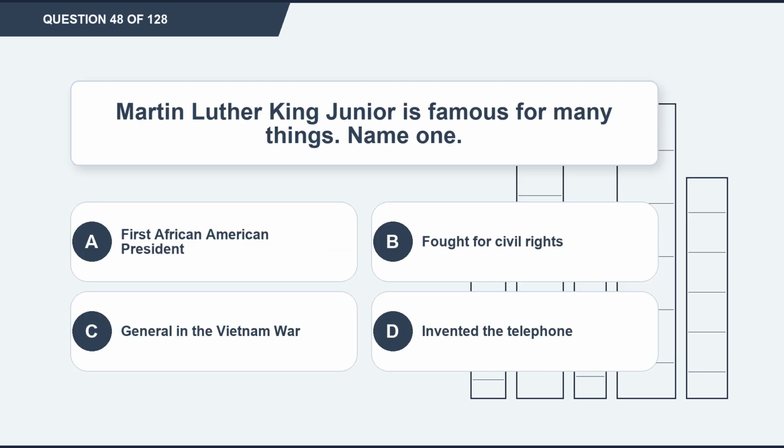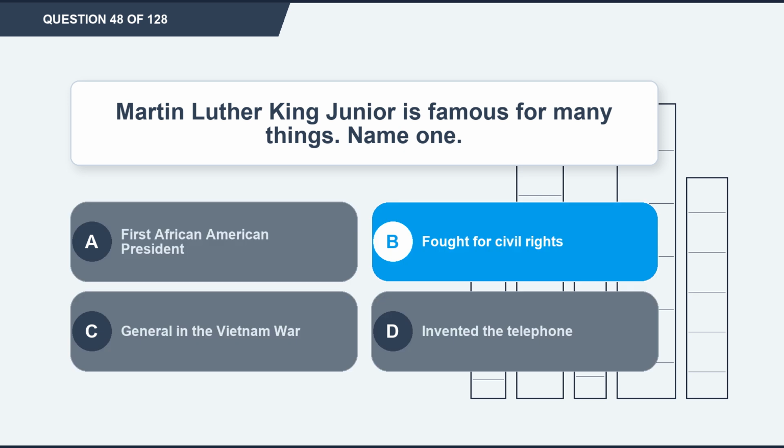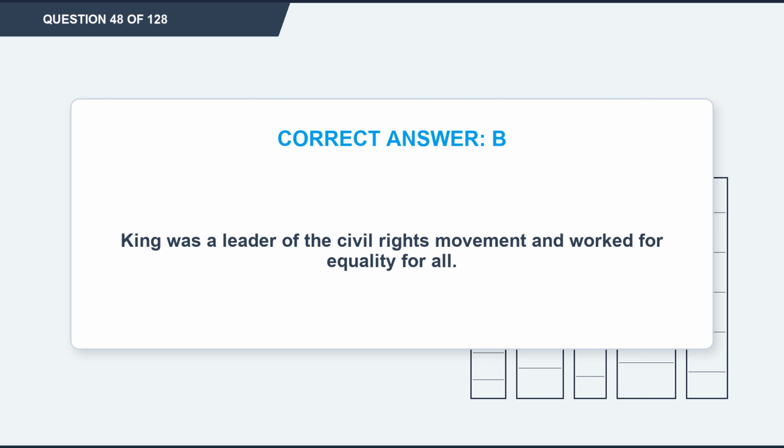Question 48. Martin Luther King Jr. is famous for many things. Name one. Option A, first African American president. Option B, fought for civil rights. Option C, general in the Vietnam War. Option D, invented the telephone. The correct answer is option B, fought for civil rights. Explanation. King was a leader of the civil rights movement and worked for equality for all.